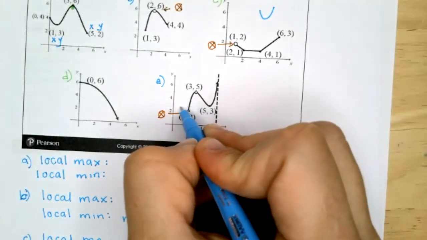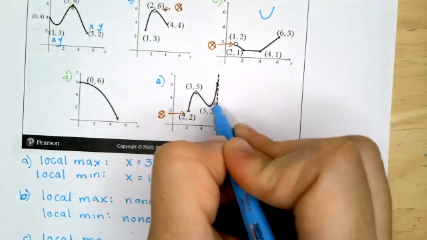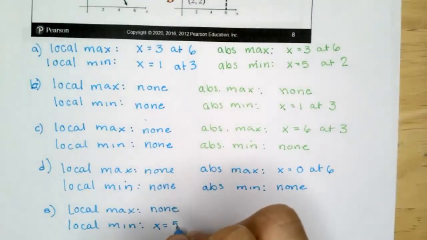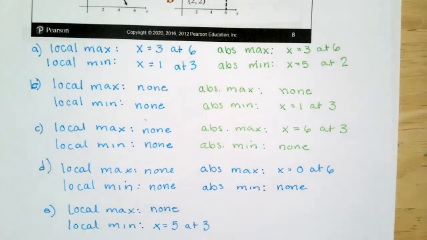This does not come back up, so this is not a local minimum. 5,3 is my local minimum. So it's x equals 5 at 3.